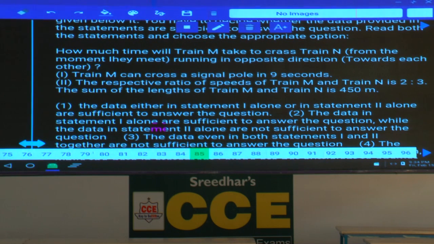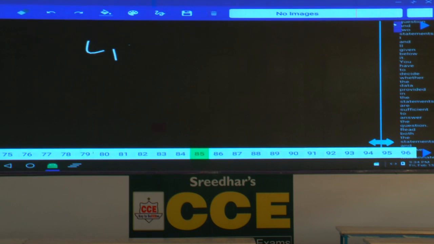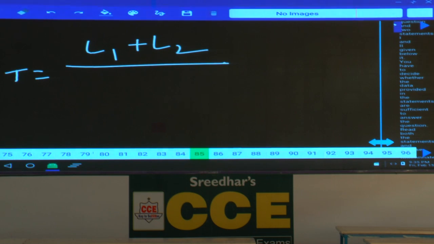How much time will train M take to cross train N running in the opposite direction? What is it that you need to calculate? Time. If a train crosses another train, the distance covered is equal to the length of train 1 plus the length of train 2. Then time is distance by speed. If they are moving in the opposite direction, you must go for relative speed S1 plus S2. So you need to know the sum of their train lengths, and also the sum of their train speeds.